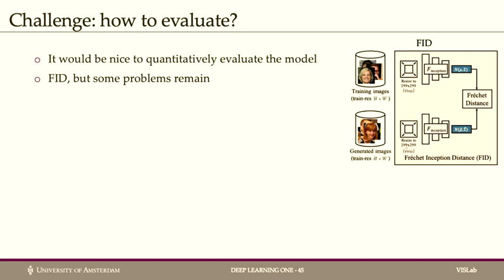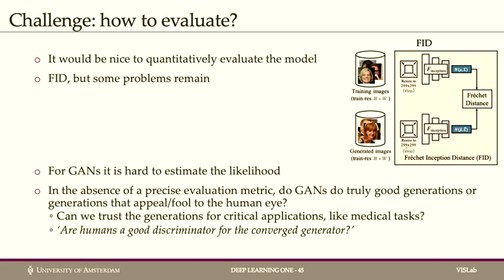So if you're completely mode dropping, the FID will be bad, because the distance to all these real images will suddenly be pretty high. And it will also have deep features, so if these things don't look at all like the real classes, the distance will also be high. Yeah, and I think we discussed this point in the break as well, like what about medical tasks? Can you even trust these methods? It's pretty tricky.